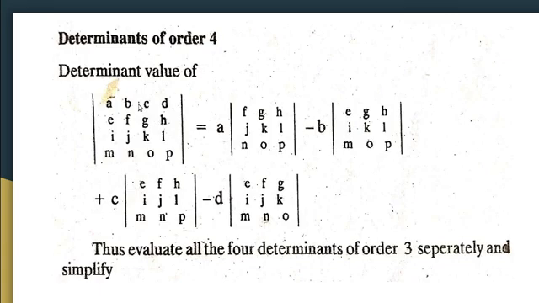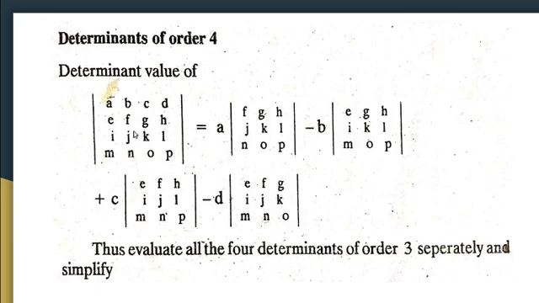Then take a positive value for the third element, plus C. Then strike off the row and column in which it exists. Find out the determinant of the remaining values. Then again put a negative sign for the fourth element, minus T. Then strike off the row and column in which it exists. Then find out the determinant of the remaining values.